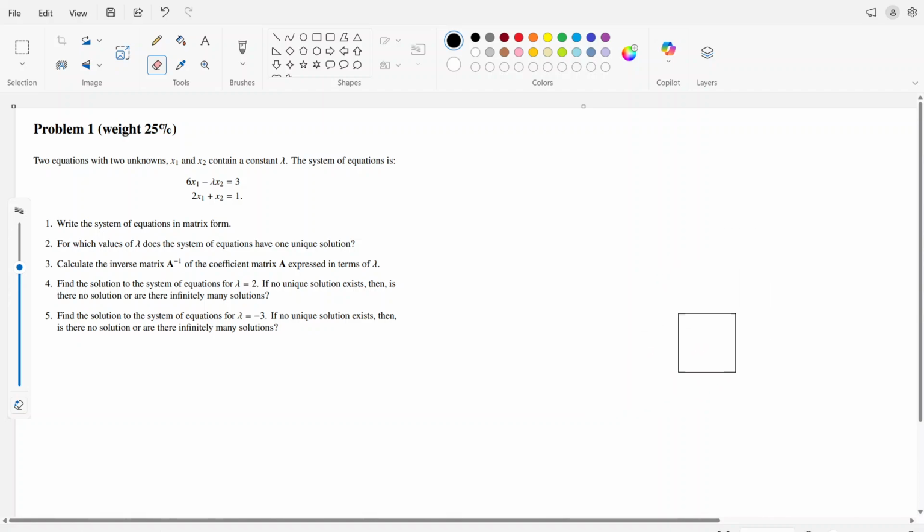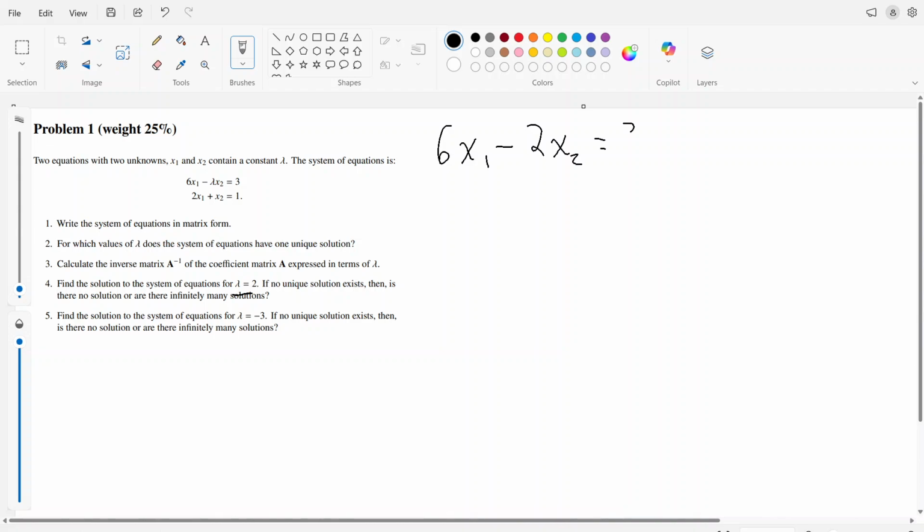Number 4 says: find the solution to the system of equations for lambda equals 2. If no unique solution exists, is there no solution or are there infinitely many solutions? There are kind of two parts, and it's basically the same concept as number 5. First things first, we substitute lambda equals 2. Then the equations become 6x1 minus 2x2 equals 3, and 2x1 plus x2 equals 1.